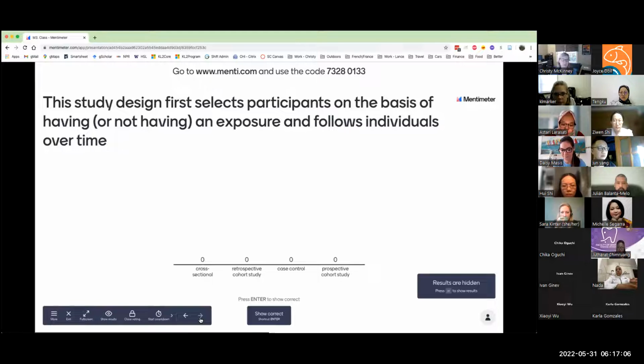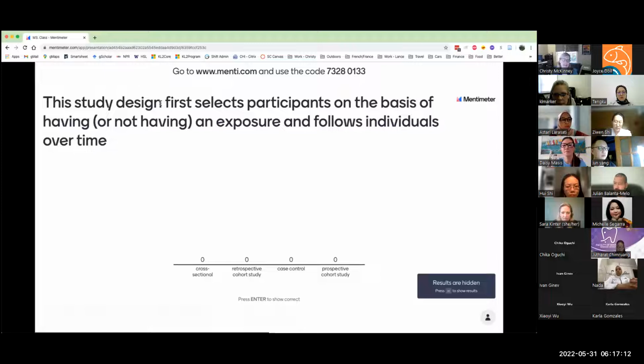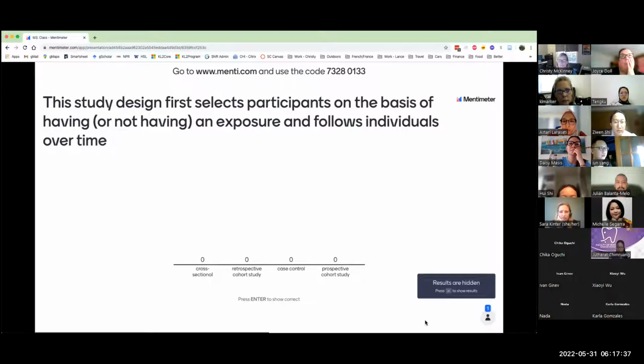All right, so here's another Menti question. For this study design, you can choose multiple. It first selects participants on the basis of having or not having an exposure and then follows them over time. I'll give you a minute to get back to your Menti. And Joyce reposted the link in the chat.